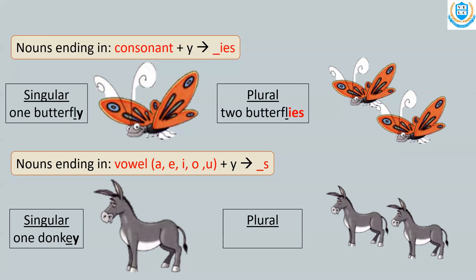You got it? If the noun ends in a consonant plus y, we remove y and add ies. If it ends in a vowel plus y, we just add s. Now let's listen and repeat.